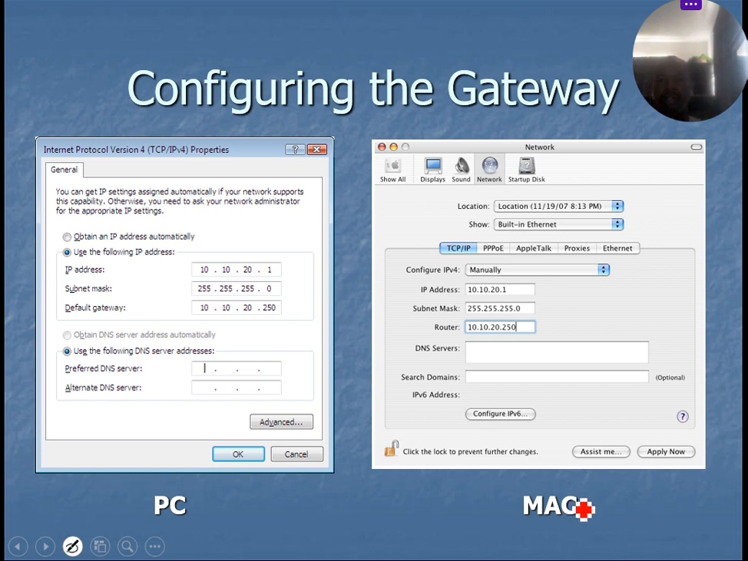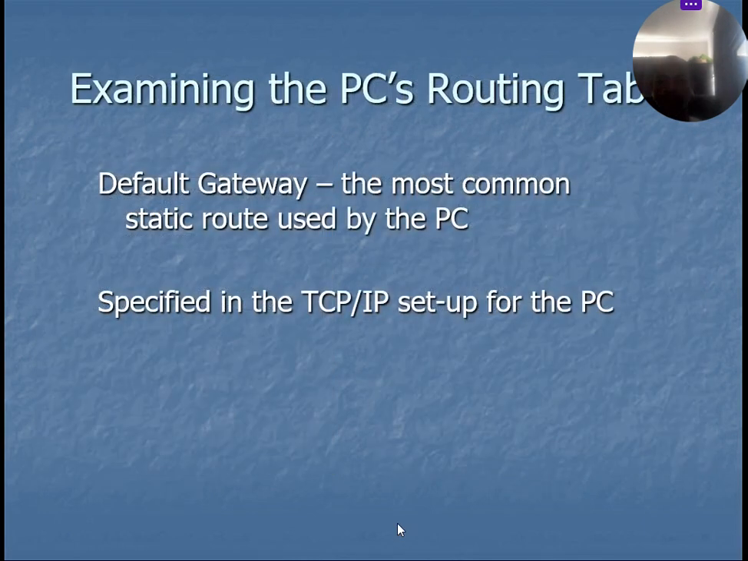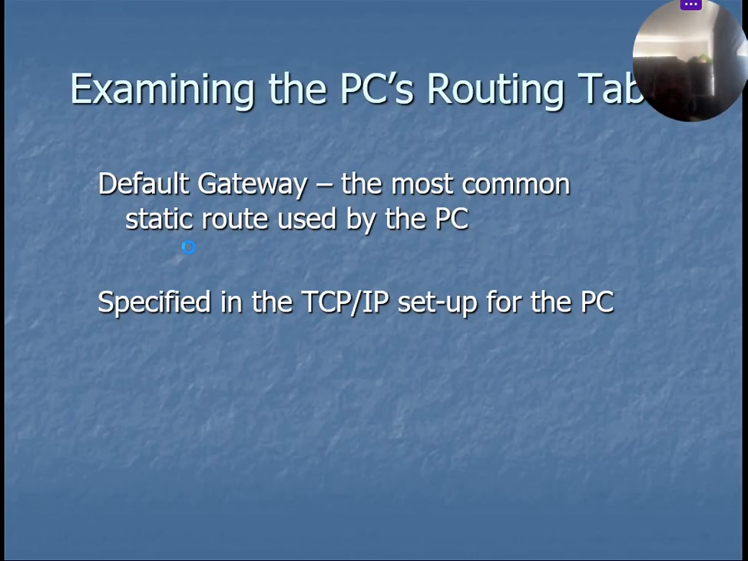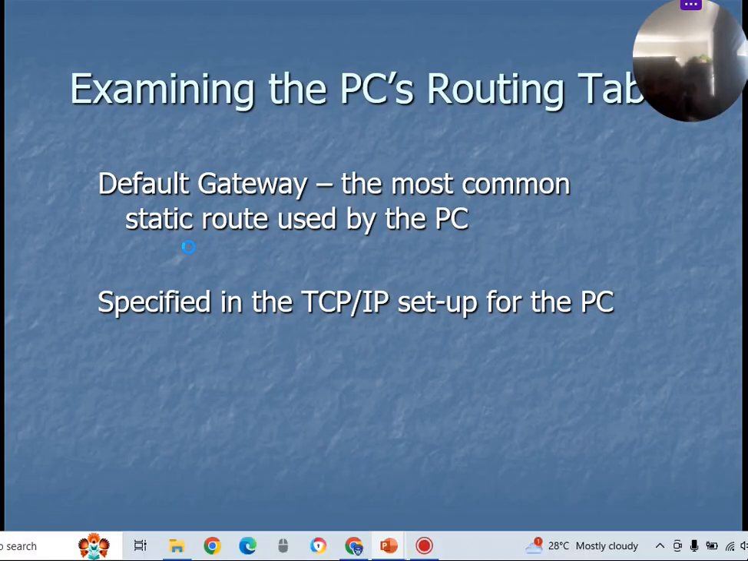Now let's take a look. We want to examine the PC's routing table. Let's take a look at the routing table. The default gateway is the most common static route used by the PC. Okay, the most common static route that is used by the PC is usually the default gateway. We'll show them in our diagram. Okay, so then we also specify in the TCP/IP setup for the PC.